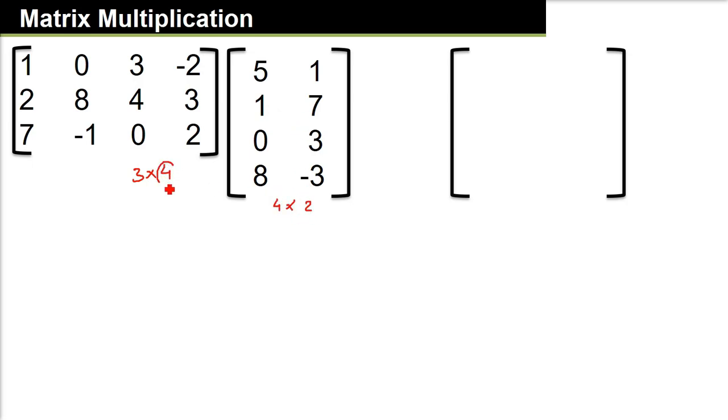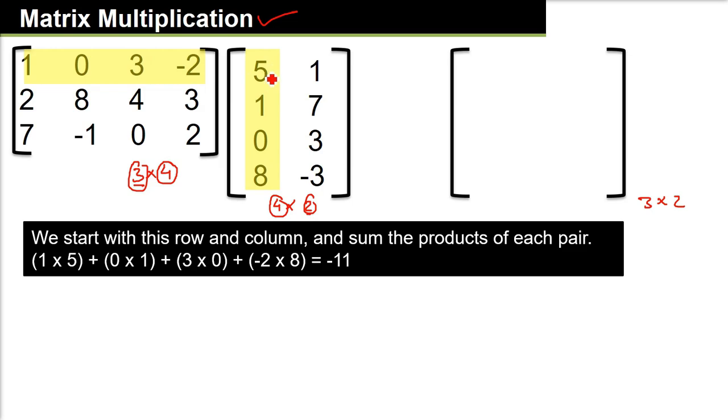Now the column of the first matrix is equal to the row of the second matrix. It is possible. Now what will be the result? The result will be a 3 by 2 matrix. The first row and the second column. Okay. So what do we do? We start with the first row and the first column.